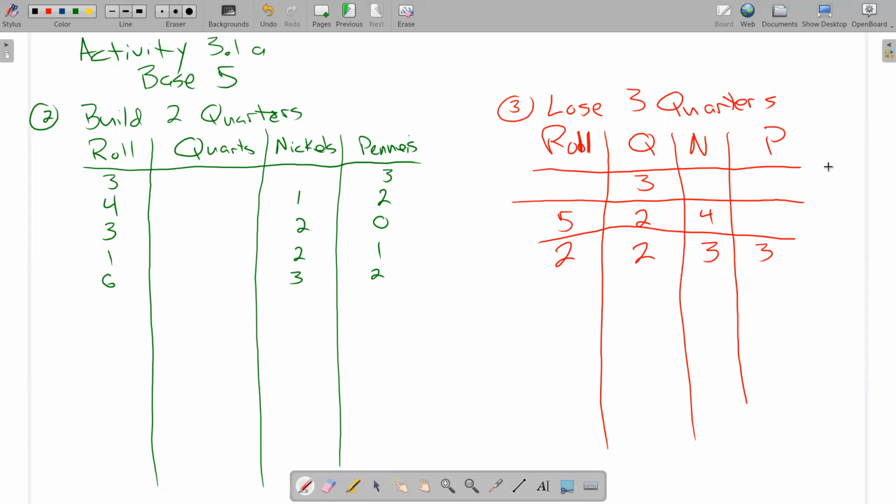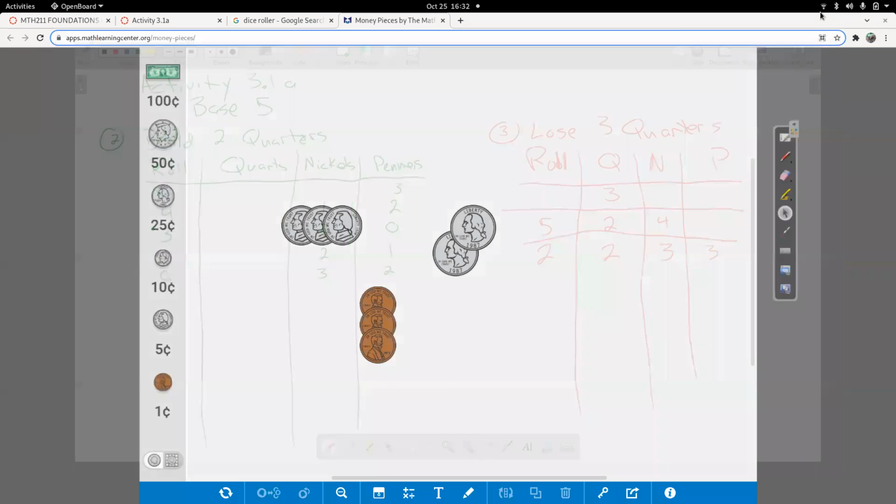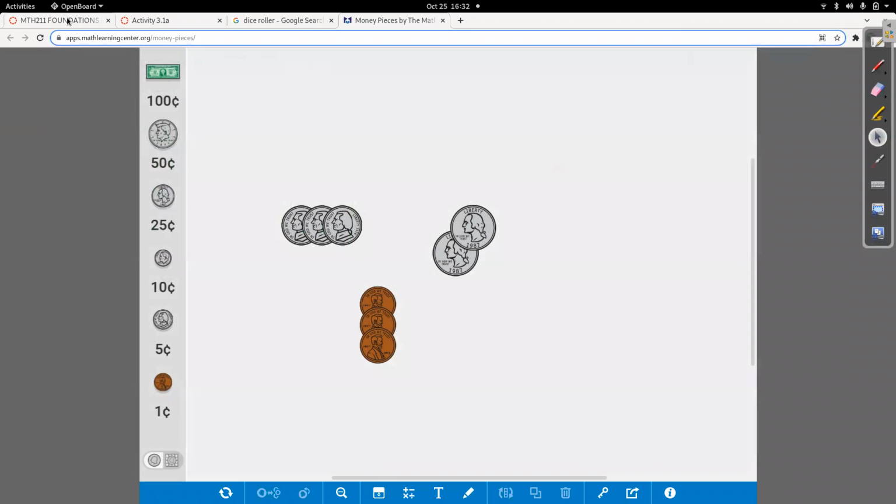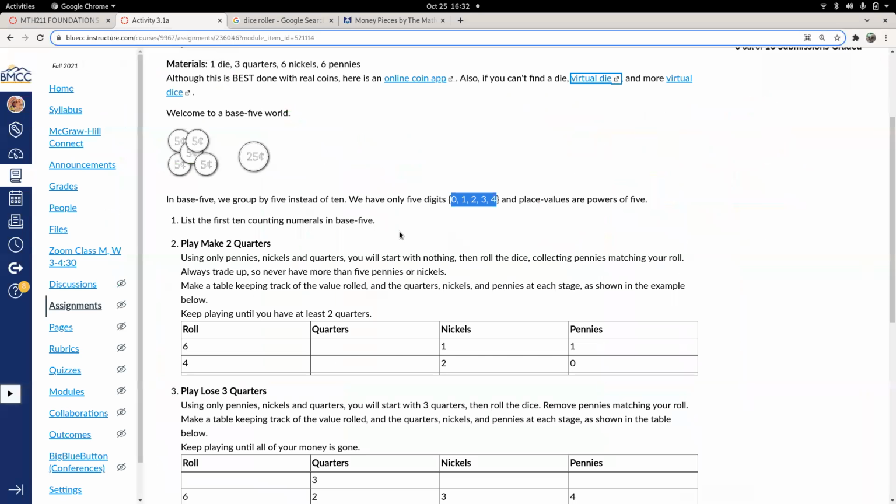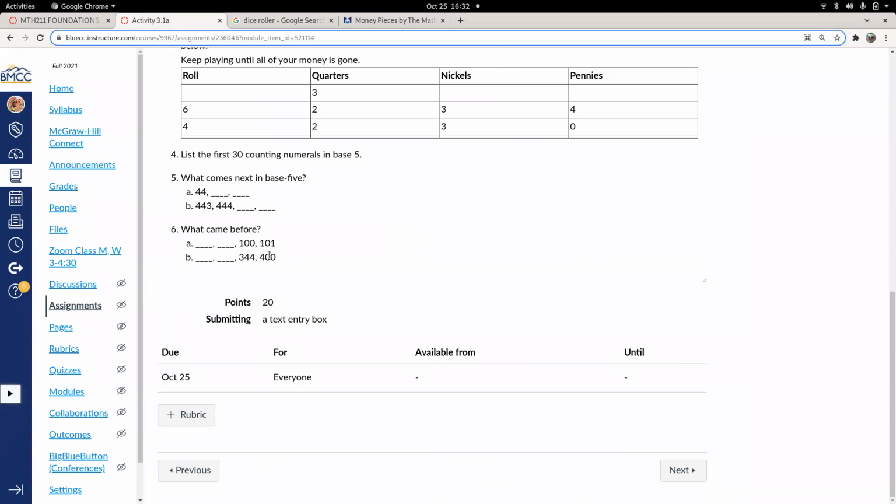All right, so that's that activity. Just kind of play around with what base 5 feels like, grouping by 5. And then the other activity, so there's a few more questions to answer there. If you get stuck, send me a note.